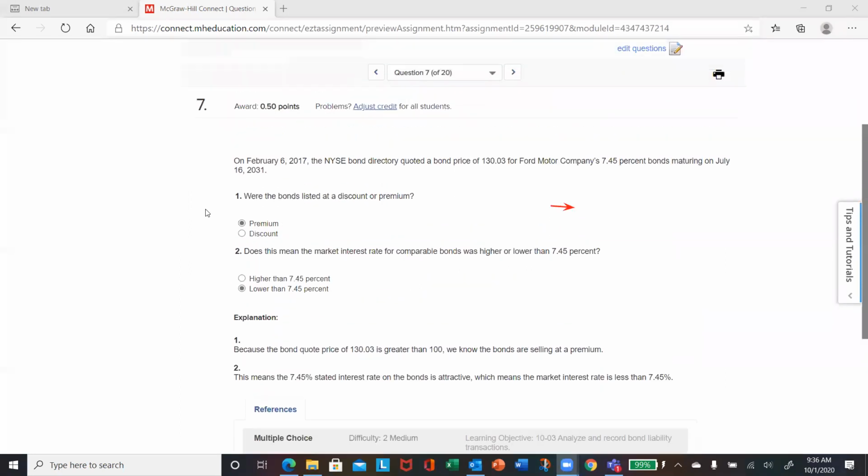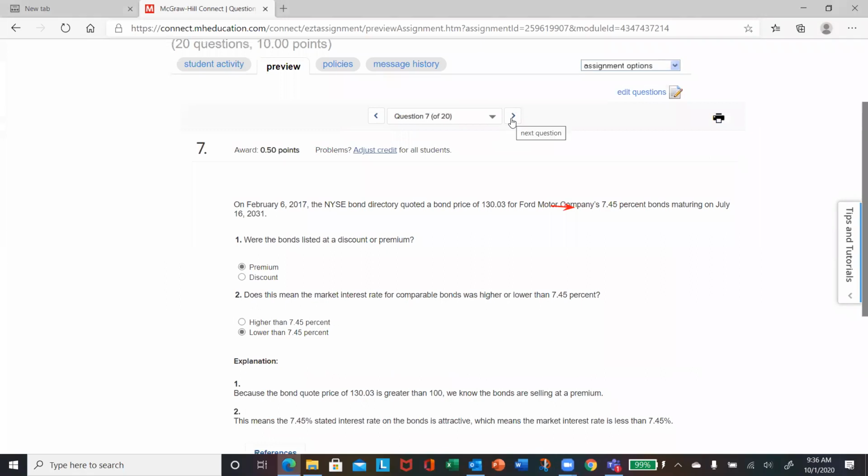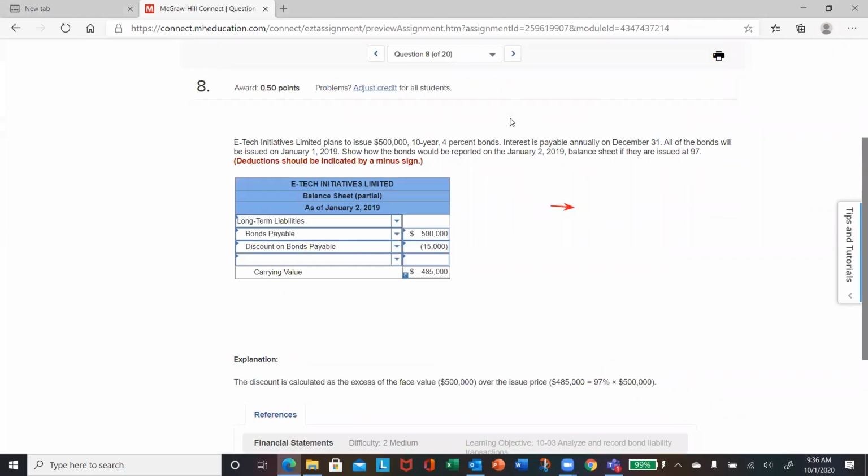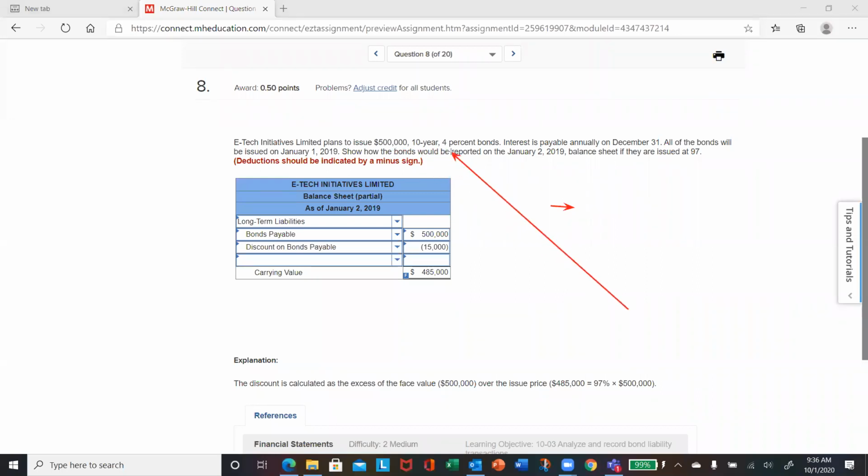Okay, so I think that's it on number 7. That was a short one, no calculations on that one. All right, number 8 is again looking at your balance sheet presentation. And let's check this one out. Notice it says they're going to issue 500,000 10-year 4% bonds, interest payable annually on December 31st. All of the bonds will be issued on January 1st. Show how they would be reported on January 2nd, 2019.